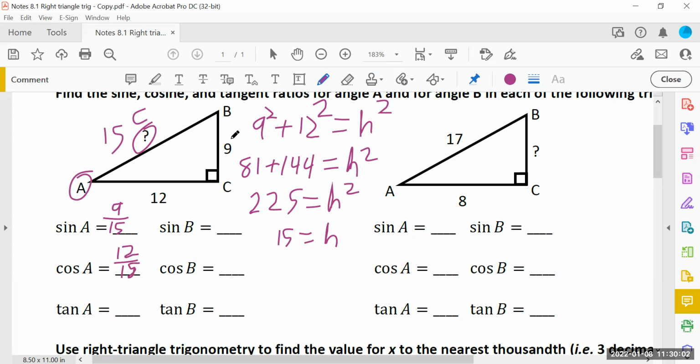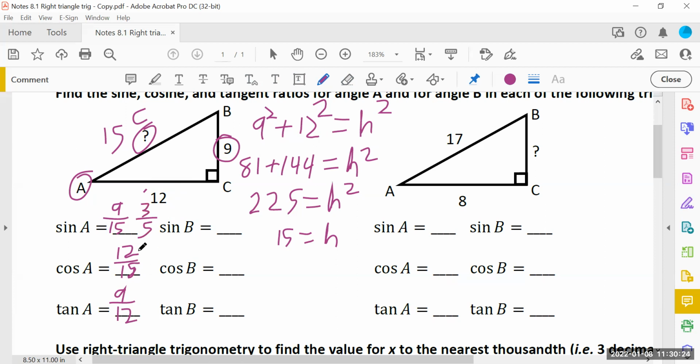And then tangent is going to be opposite over adjacent, 9 over 12. Now we're actually not quite done with those because they all simplify. So I can take 9 over 15, 3 goes into both of those, end up with actually sine of A being 3 over 5.